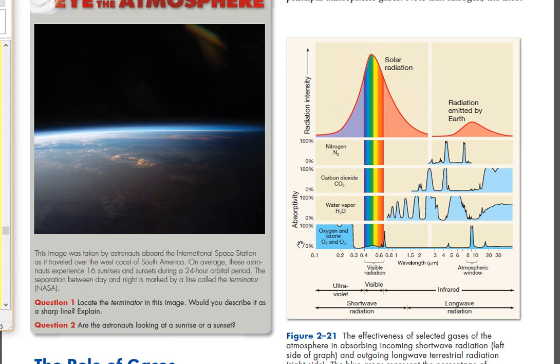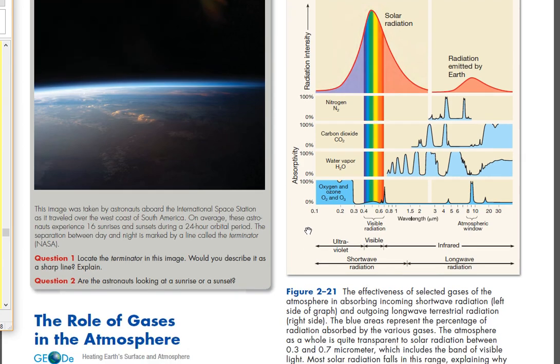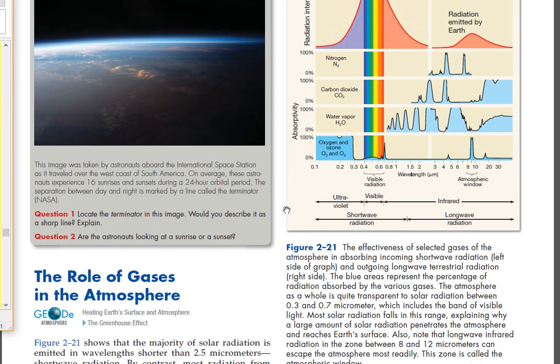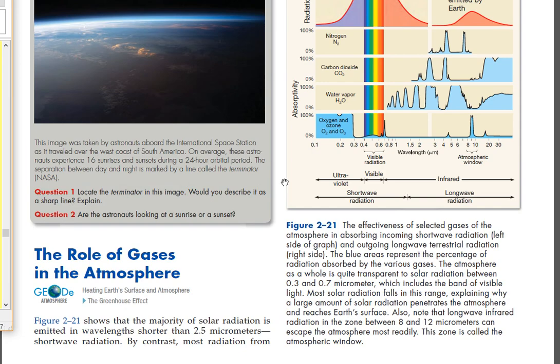Looking at the bottom of figure 221, you can see that for the atmosphere as a whole, none of the gases are effective absorbers of radiation with wavelengths between 0.3 and 0.7 micrometer. This region of the spectrum corresponds to the visible light band, which constitutes about 43% of the energy radiated by the Sun. Because the atmosphere is a poor absorber of visible radiation, most of this energy is transmitted to Earth's surface. Thus, we say that the atmosphere is nearly transparent to incoming solar radiation and that direct solar energy is not an effective heater of Earth's atmosphere.